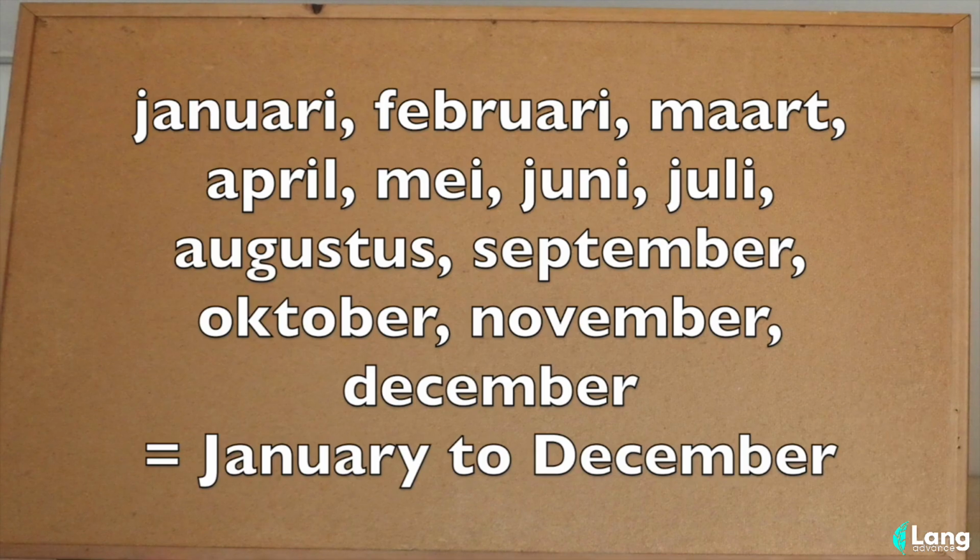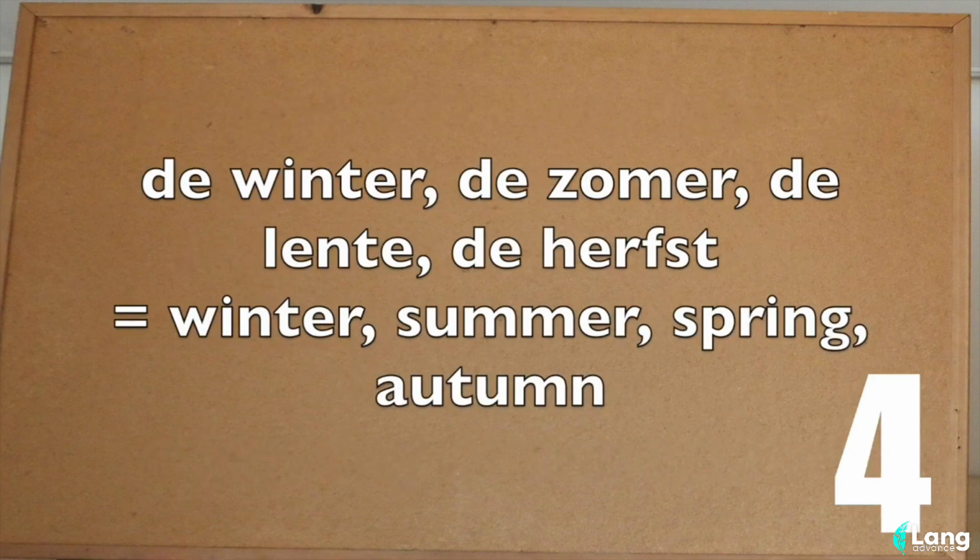So these are the months of the year, starting from January: januari, februari, maart, april, mei, juni, juli, augustus, september, oktober, november, december. So that's the 4 seasons, de winter, de zomer, de lente, de herfst. So that's winter, summer, spring, and autumn.